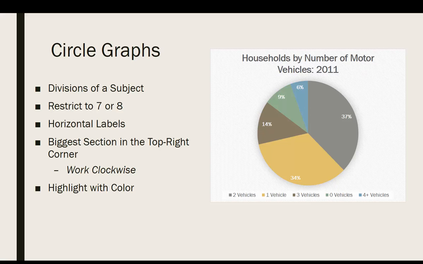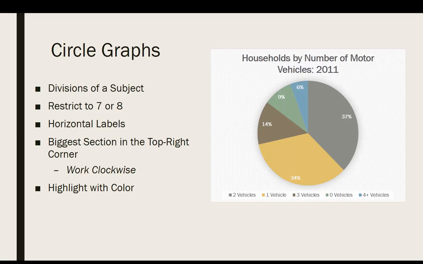Restricted to 7 or 8 items. If you have too many divisions on your pie chart, it can get really confusing as to what percentages represent what, and it gets really muddy in terms of looking at them. Typically, you have horizontal labels across the bottom, although you might actually put the labels next to the data point they represent. So for instance, the 2 vehicles could be right next to the 37%.